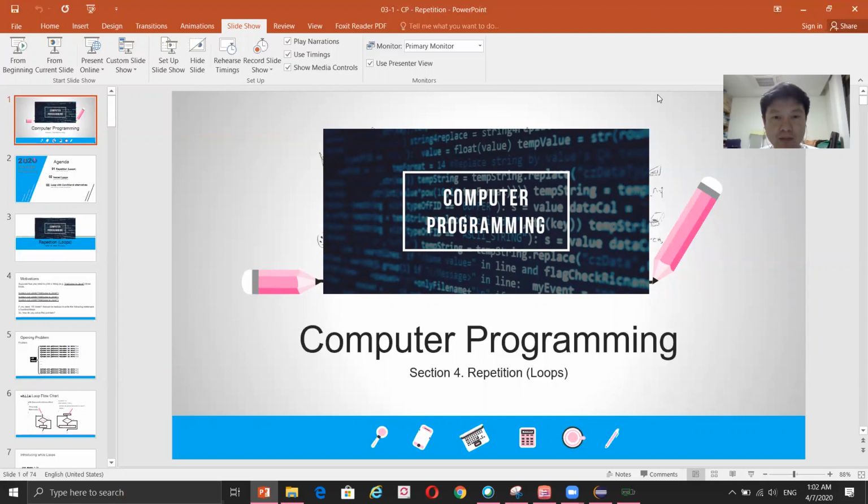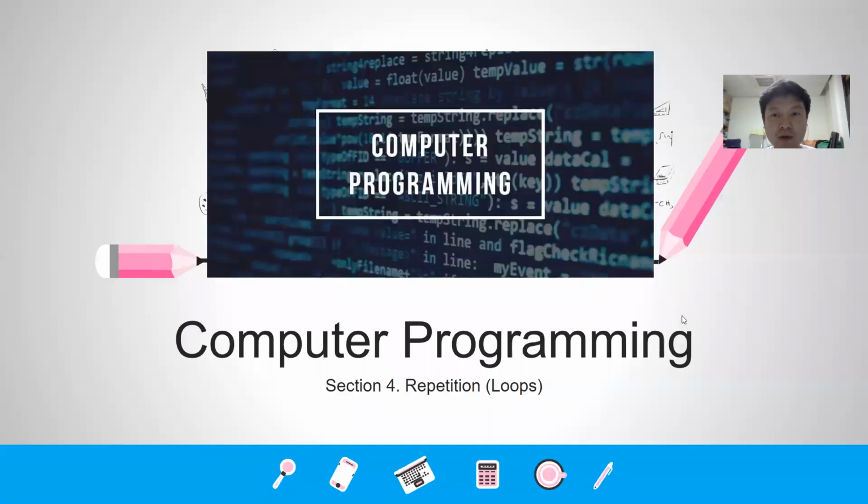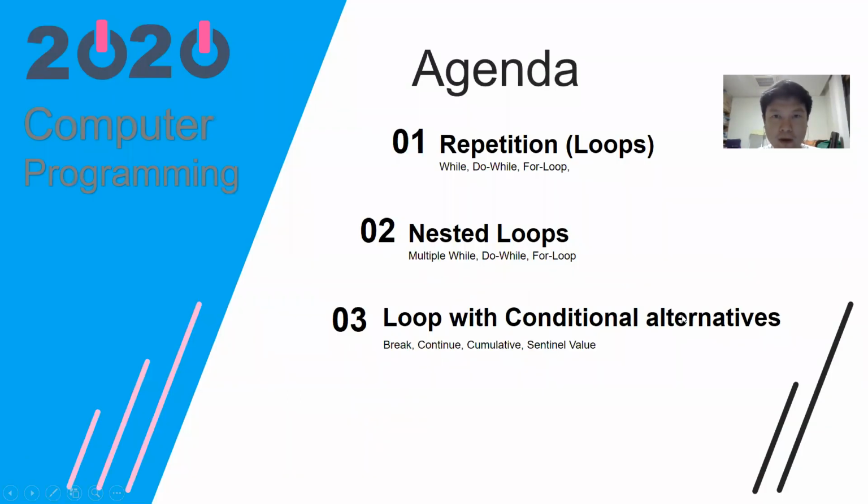In this chapter, we are going to learn about section 4, which is related to repetitions, or some literature mentions loops. Let's see what we are going to learn in this chapter. There are three agendas. We are going to learn about repetition or loops. We will learn the variants of the repetition like while, do while, and for loop. And also we are going to learn about nested loops. How can we deal with multiple while, multiple do while, multiple for loops, and some other alternatives with conditional loops, for example, if you include break, continue, cumulative, and sentinel value.